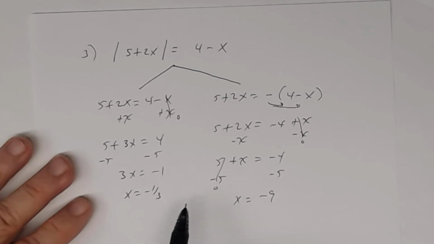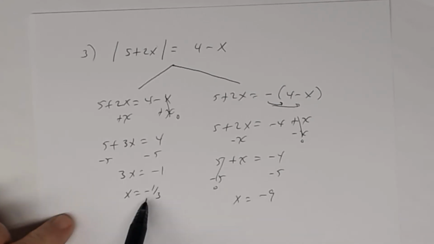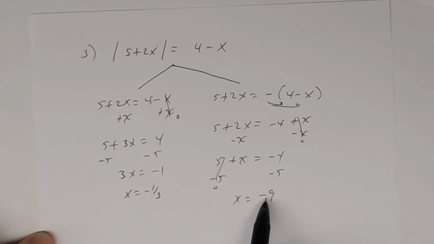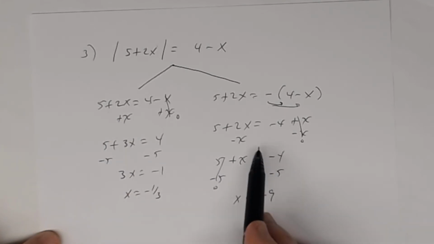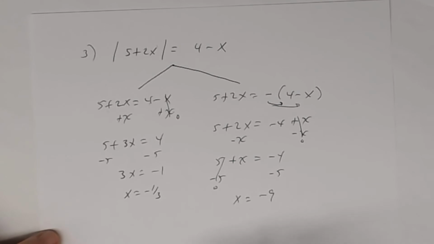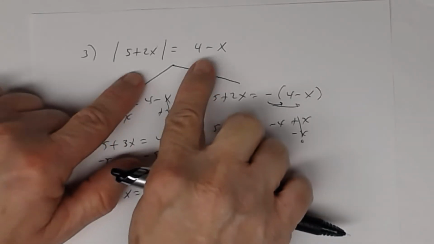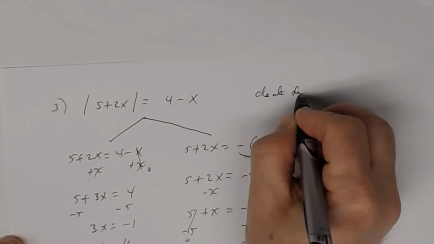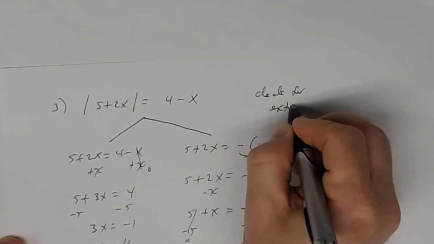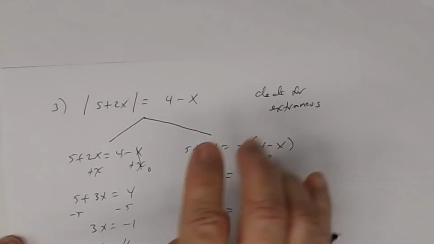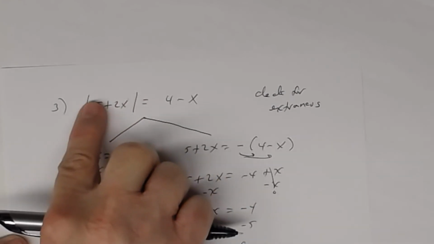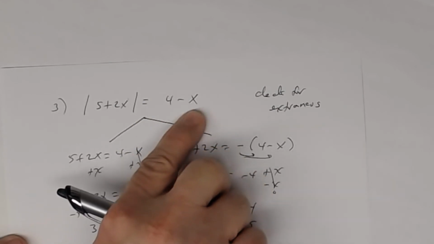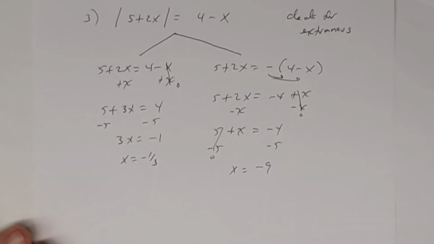And so this solution here, x equal negative 9, is a solution to these linear equations. Now the question is, are these solutions to the original? So you must check for extraneous solutions. Whenever you have absolute value equations and one side has absolute value bars and the other one does not, it could happen that this side could be negative, so you got to check for extraneous solutions.